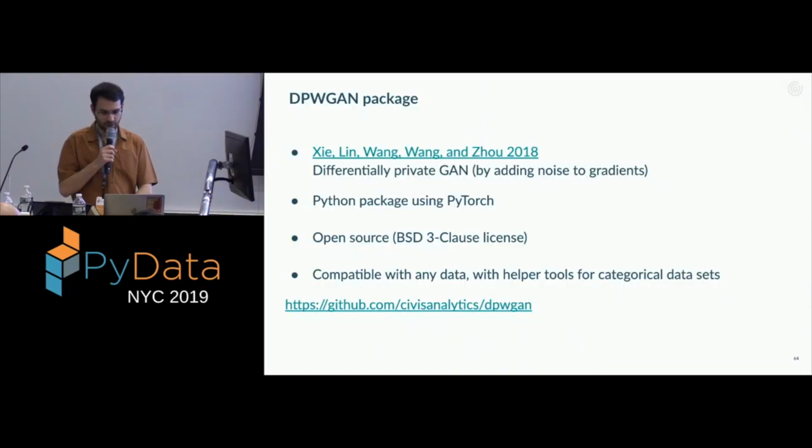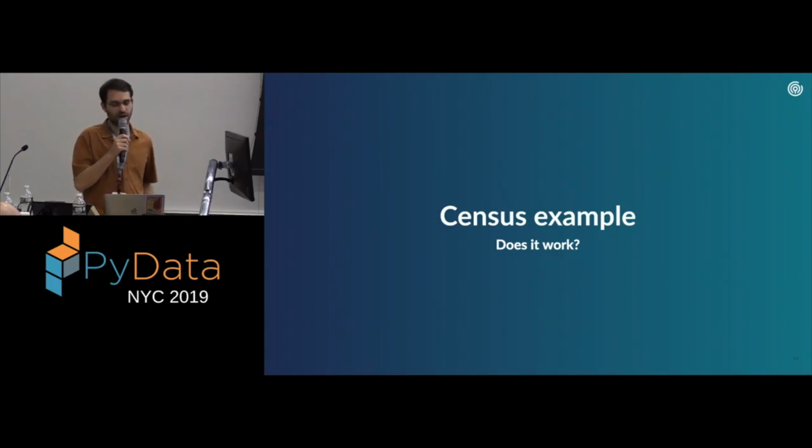Okay. So I've gone over some basics of generative adversarial networks and differential privacy, but now the question is, does any of this stuff actually work? So in the last part of the talk, I'm going to give an example using data from the US Census, make some synthetic data and see, does this approach actually work?